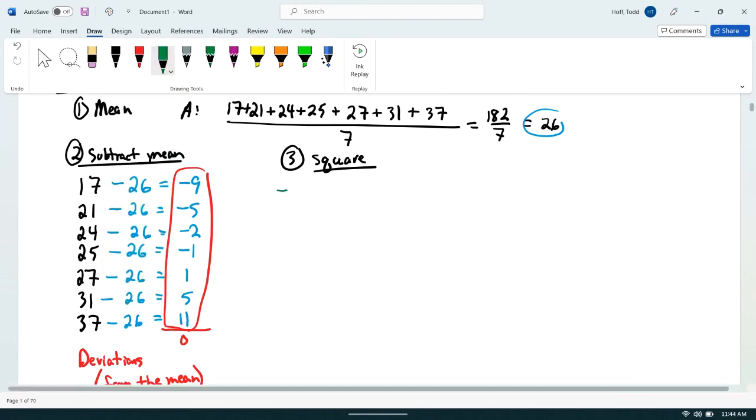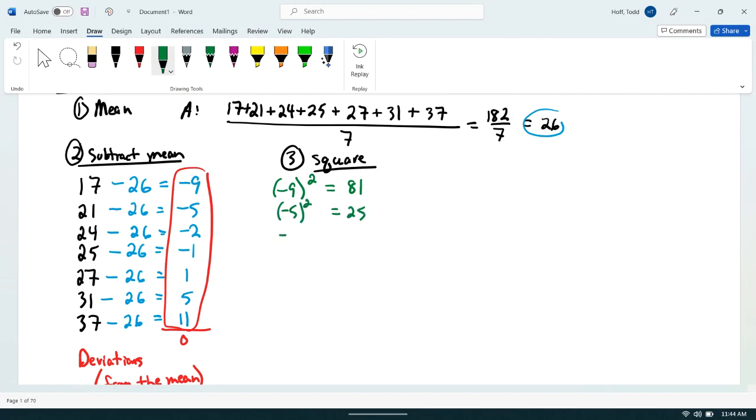So we have negative 9 squared. Remember, whenever we square something, we're going to get a positive. So on the calculator, we have to put that in parentheses. Negative 9 squared is 81. Negative 5 squared is 25. Negative 2 squared is 4. Negative 1 squared is 1. Positive 1 squared is 1. 5 squared is 25. And 11 squared is 121.